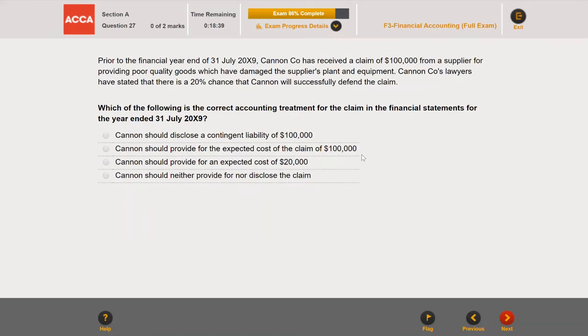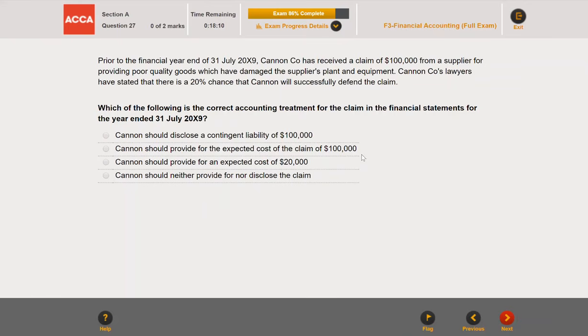Which of the following is correct accounting treatment for the claim in financial statements for year ended 31st July 2019? Prior to the financial year end of 31st July, Canon Co. has received a claim of 100,000 from a supplier for providing poor quality goods which have damaged the supplier's plant and equipment. Canon Co.'s lawyer has stated that there is a 20% chance that Canon will successfully defend the claim.